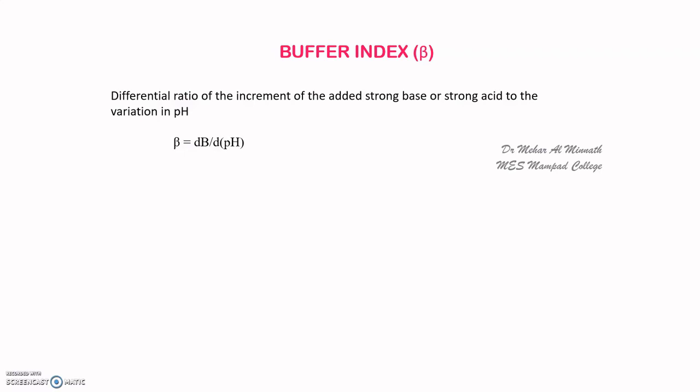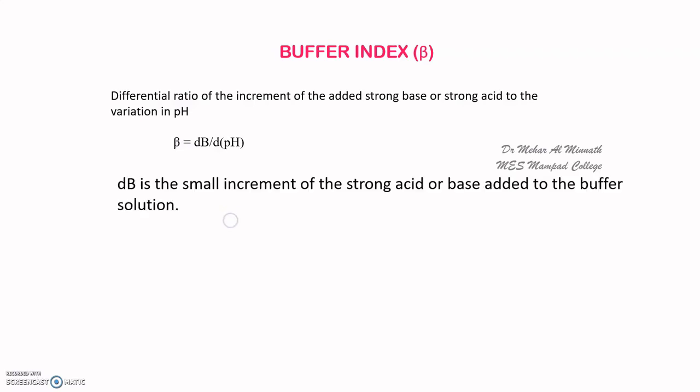There will be a slight variation. Okay, that is what is said, but not very pronounced. A slight variation is expected. And that variation is quantified as buffer index. Now, the dB, that is the small increment in the acid or base added to the buffer solution, is expressed in terms of moles per kg.